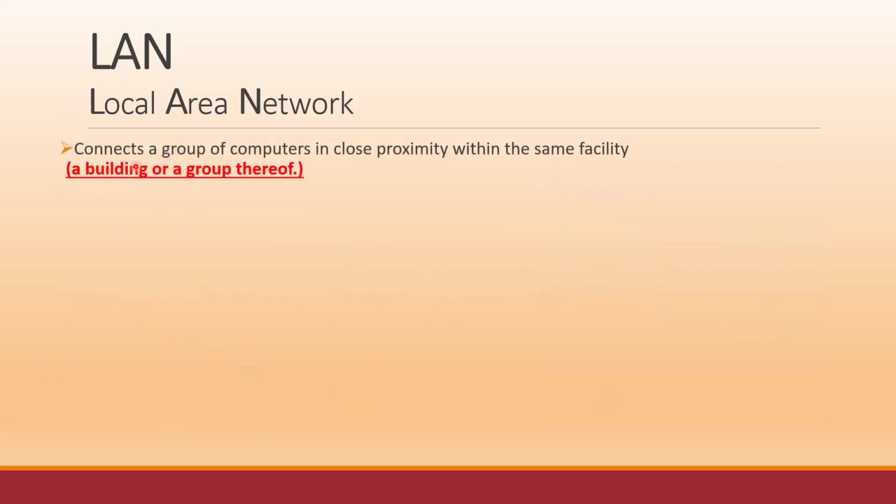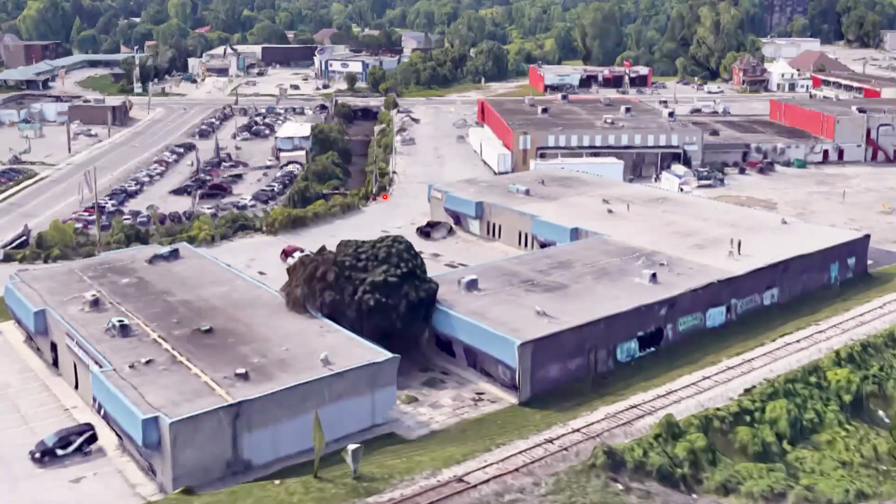Local area network connects a group of computers in close proximity within the same facility. Well, that's what we said. Now, I just took a Google picture of a couple of buildings. I don't know what these buildings are. I just found two buildings so we could pretend that we're talking about these two buildings belonging to the same company. Okay. And this here, I guess that would be some kind of tree or something like that. So let's say these two buildings are physically separated, but they belong to the same company.